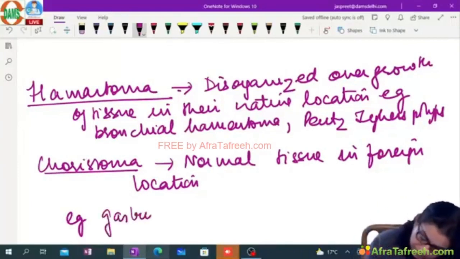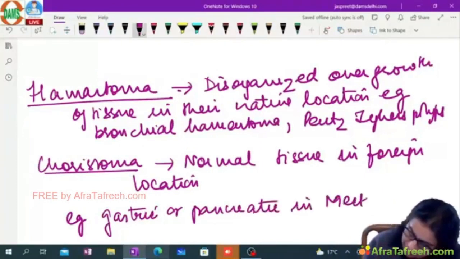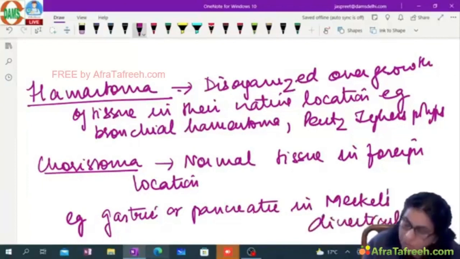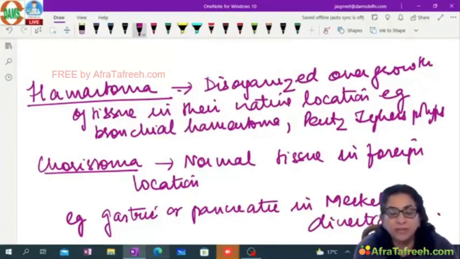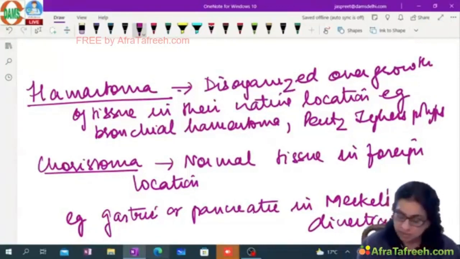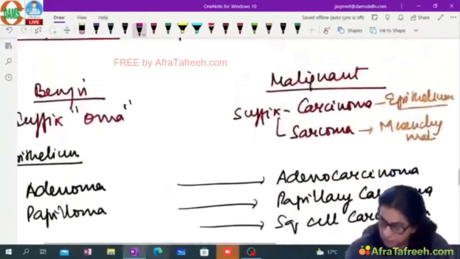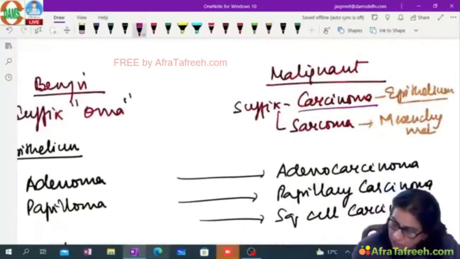So gastric or pancreatic tissue in Meckel's diverticulum. Okay, now what is Meckel's diverticulum? It is in the small intestine. It's in the ileum, located in the ileum. So gastric or pancreatic tissue comes and sits in the Meckel's diverticulum. So that is a choristoma.